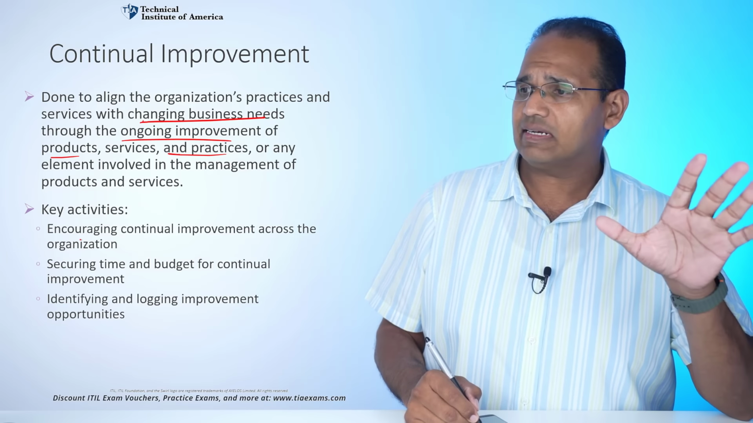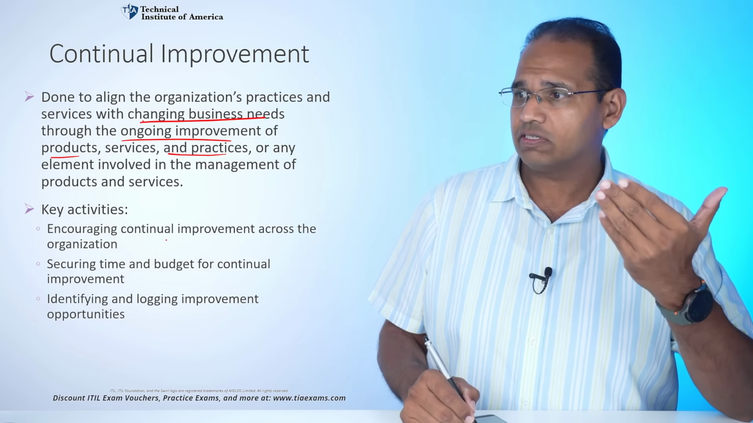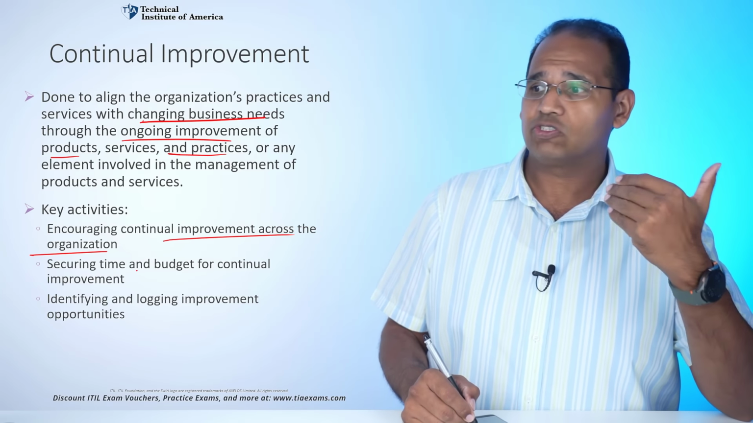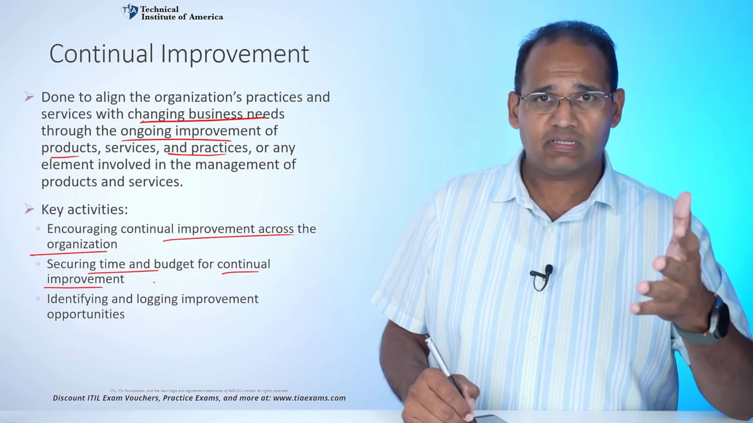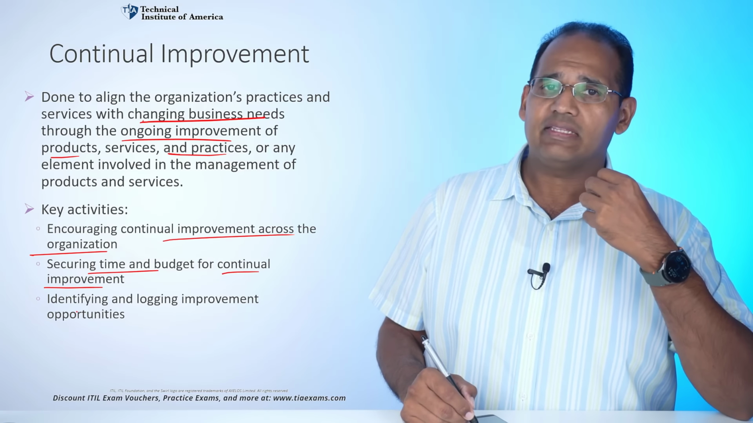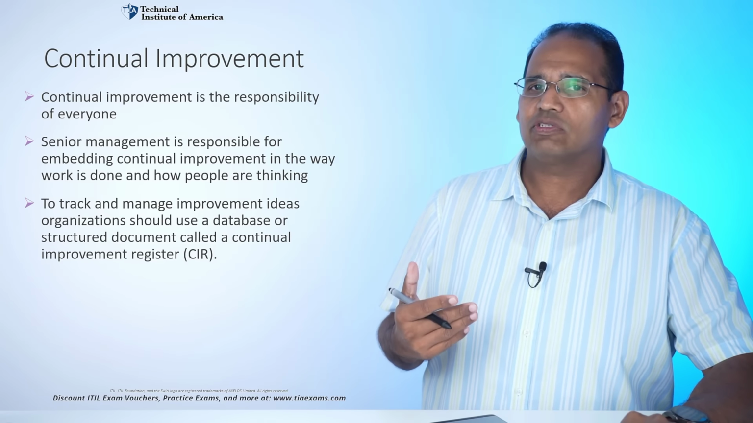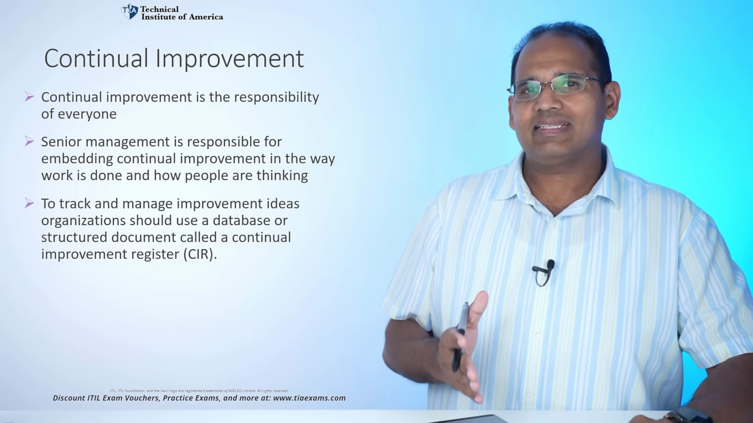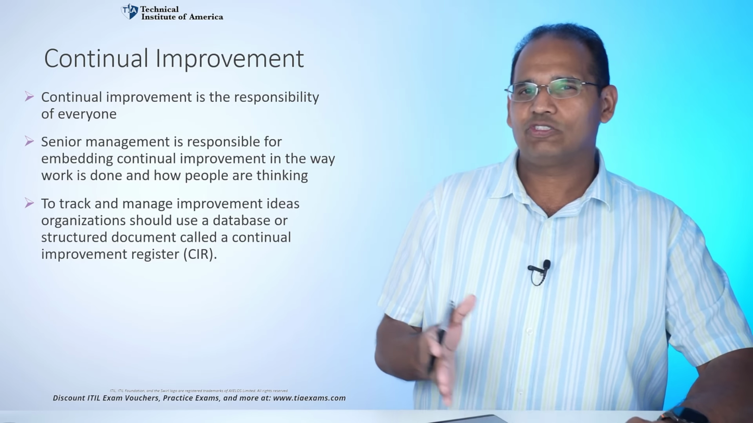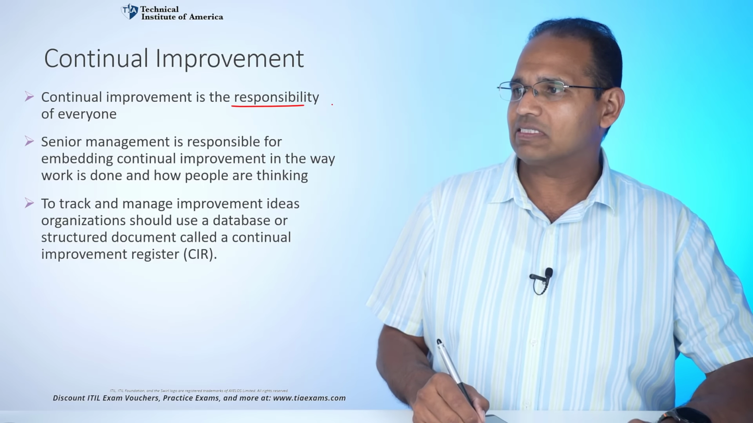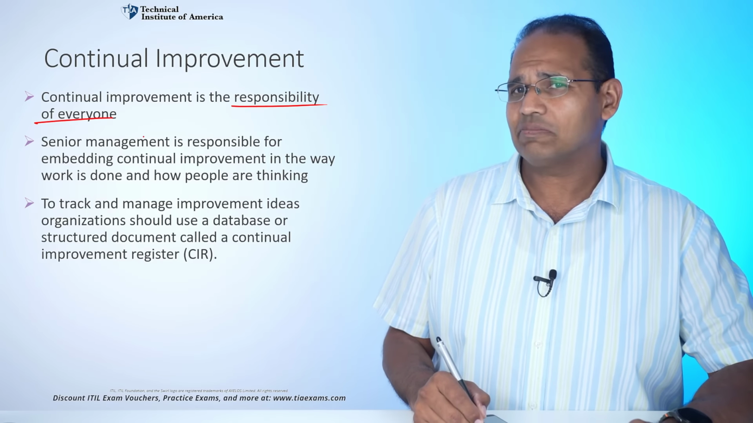Key activities here, guys, is we're going to want to ensure that we encourage continual improvement across the organization. We're going to want to make sure that we secure time and budget for continual improvement. And we want to make sure that we identify and log any opportunities for this. Now, when you're thinking continuous improvement, don't think that it's just for IT. Don't think it's just for finance. Continual improvement is the responsibility of everyone within the business.